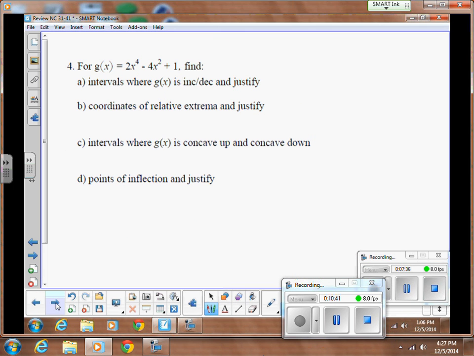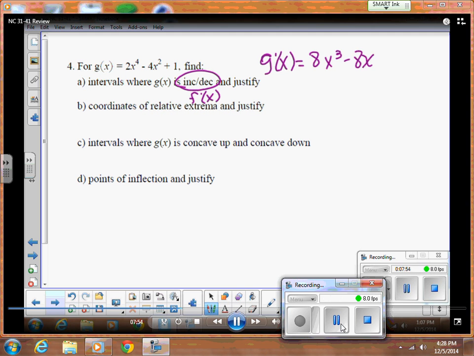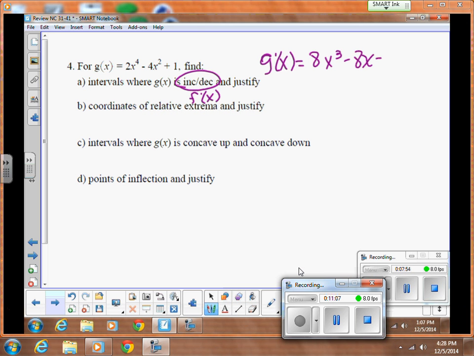Okay, number 4. Now remember again, you need to know what derivative you're going to work with. So right here it's telling me to find the intervals where it's increasing or decreasing. I need the first derivative. So g prime of x will equal 8x to the third minus 8x. Again, we need to set the derivative equal to 0 so that we can find the critical numbers.